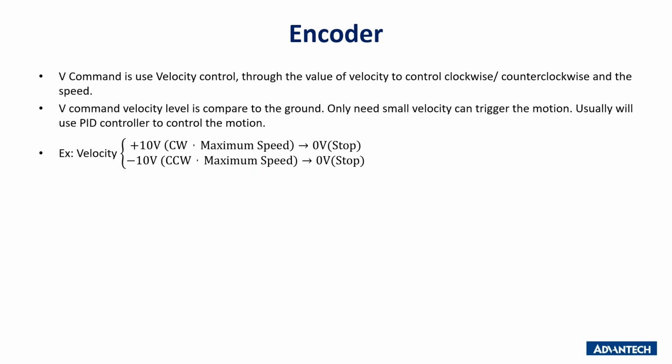Another command type is V command. V command uses velocity control, through the value of voltage to control clockwise or counterclockwise direction and the speed. For example, positive 10 volt is clockwise maximum, negative 10 volt is counterclockwise maximum, and 0 volt is stop. V command velocity level is compared to the ground. Only a small voltage is needed to trigger the motion. Usually it is used with a PID controller.